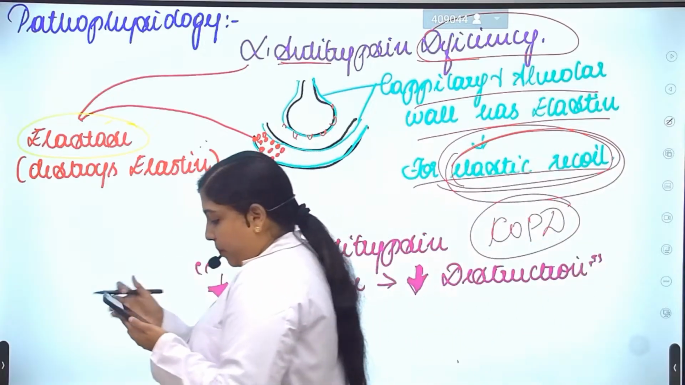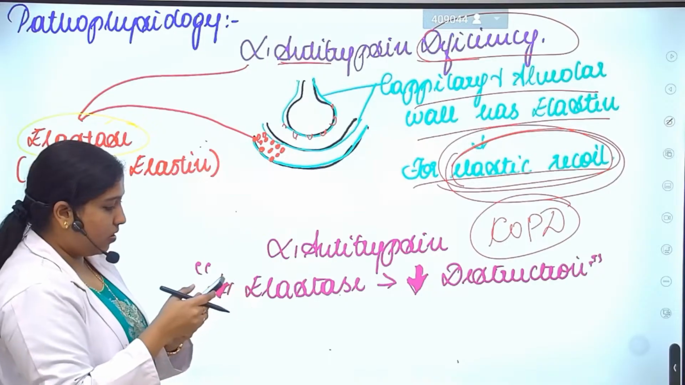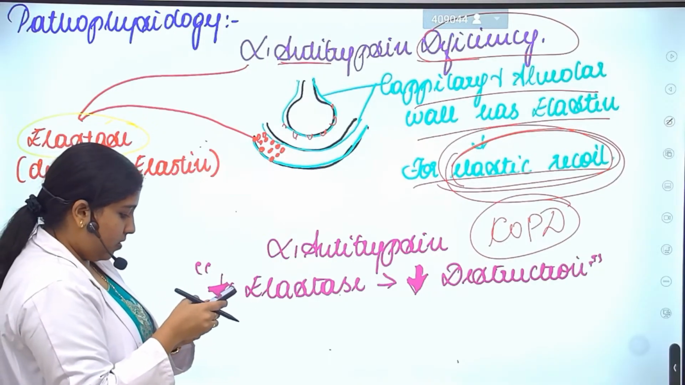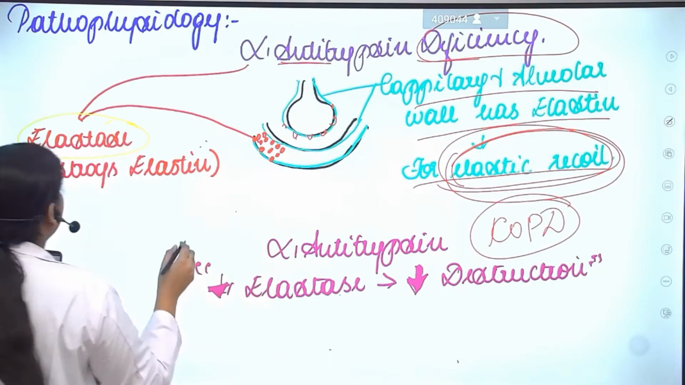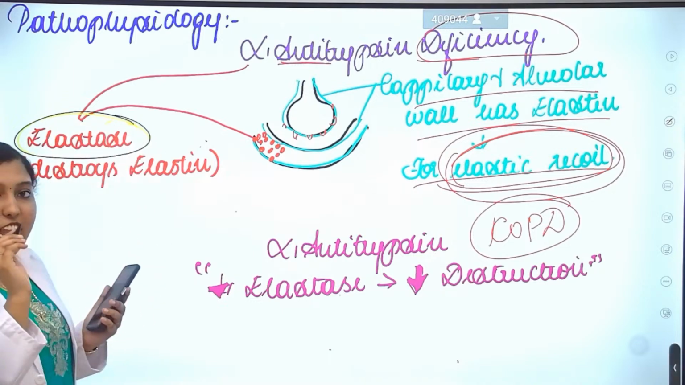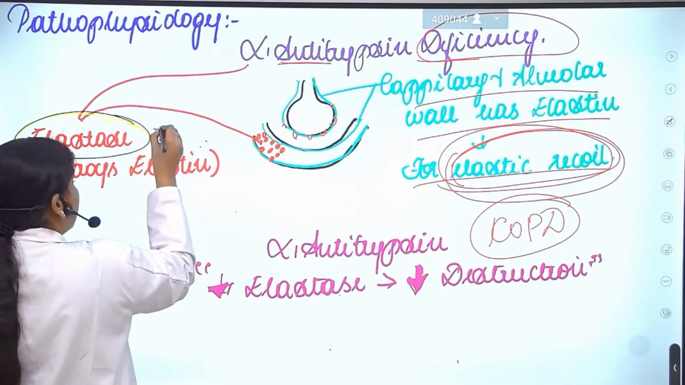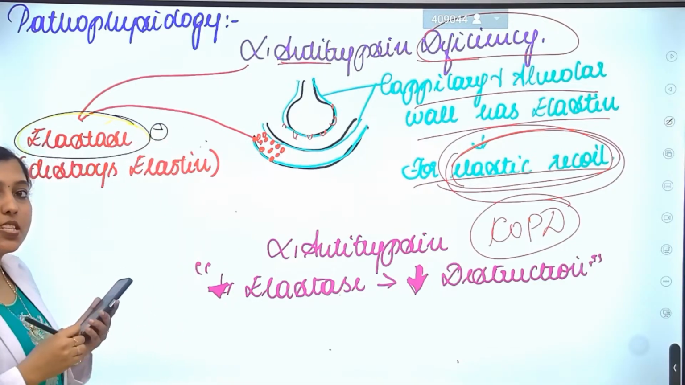Okay. Please zoom in. Okay, fine, I'll repeat it. See, first remember about elastase. Elastase is a villain. It is a negative component.